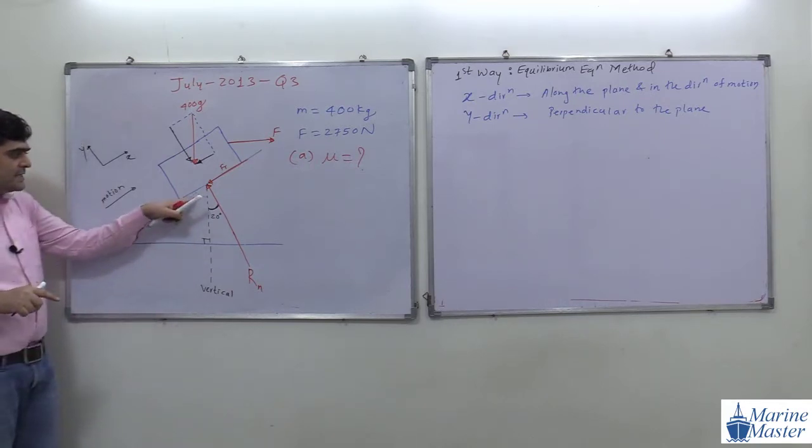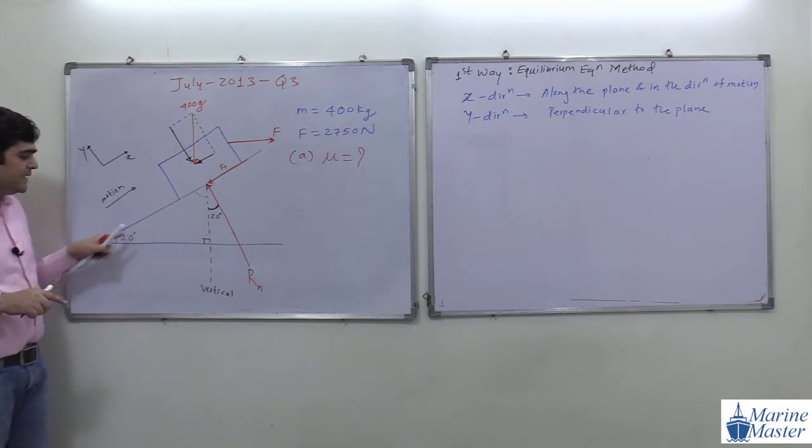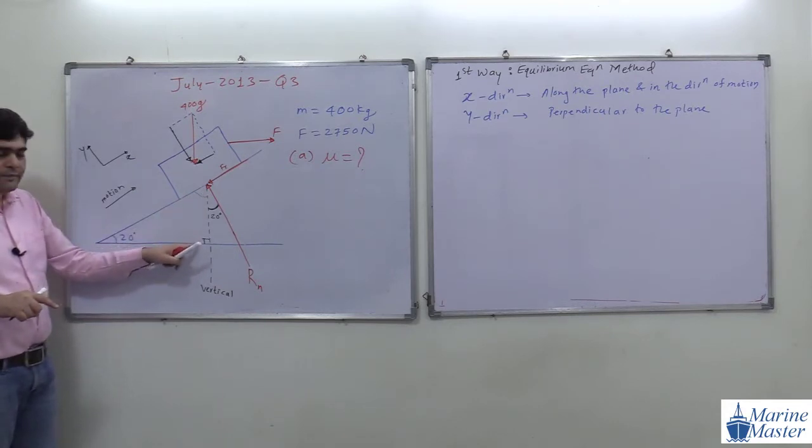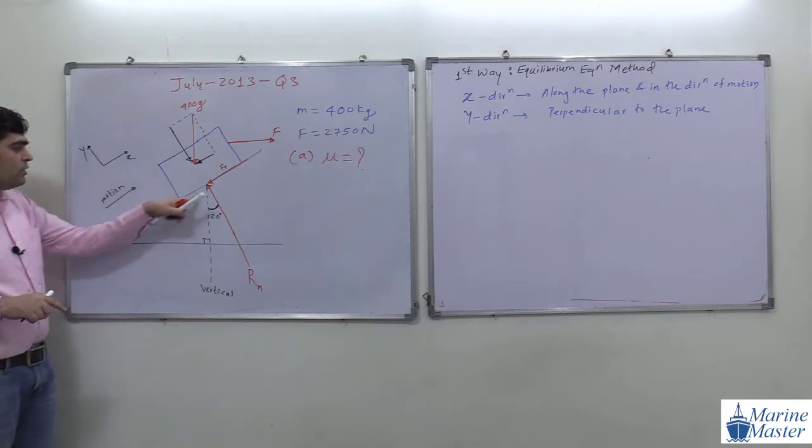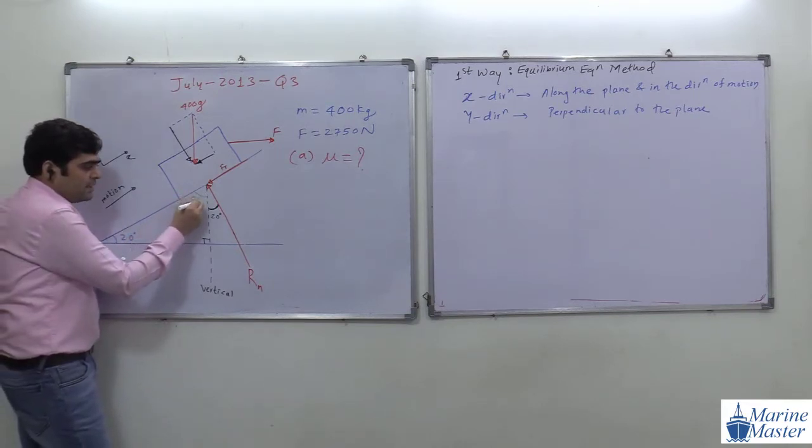This 20 degree and this green color angle, the summation must be 90 degree, because this angle is 90 degree. So if it is 20 degree, what will be the remaining? This will be 70 degree.